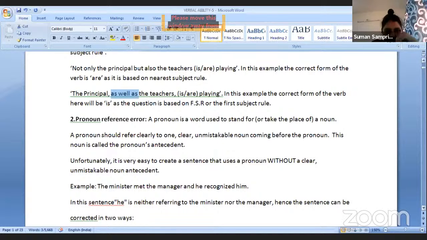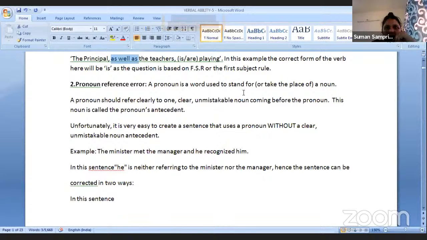Then moving on to the pronoun reference error. What is pronoun reference error? A pronoun is used to stand for or take the place of a noun. A pronoun should refer clearly to one clear and unmistakable noun coming before the pronoun. This is called the pronoun's antecedent.